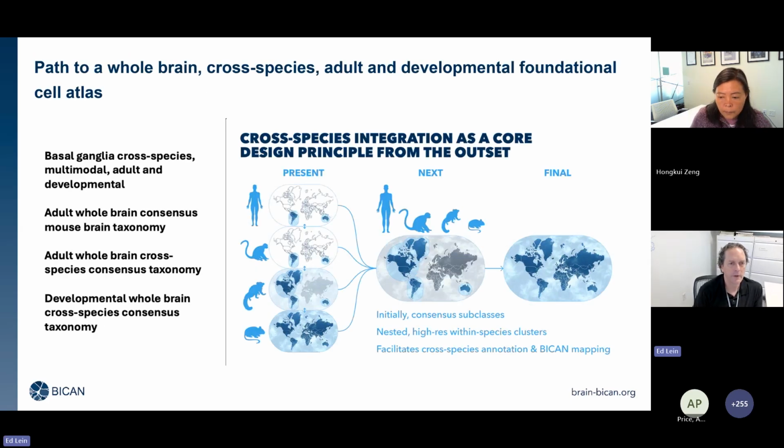I think we're in a very, very different place here now. The basal ganglia was intended as a paradigm setter for how to go about doing this for the whole brain. There are a whole series of other problems, and Hongkui will get into some of these, of data integration across, even within the same species, different atlases, but now between species as well.